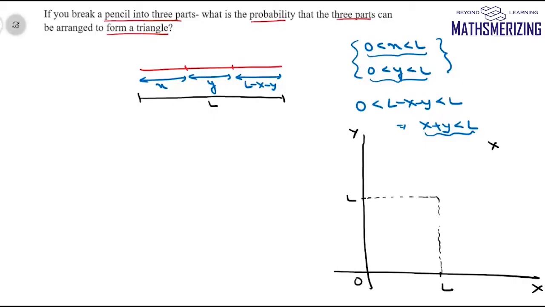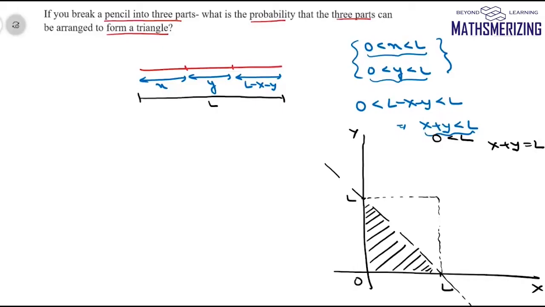So I'll draw this line, which is X plus Y is equal to L. So it'll be the straight line passing through these 2 points. And then X plus Y is less than L. So if I put the origin, 0 is less than L, which is true. So that means we can break this pencil in 3 parts whose sample space can be represented by this uniform area, which is the area of this triangle.